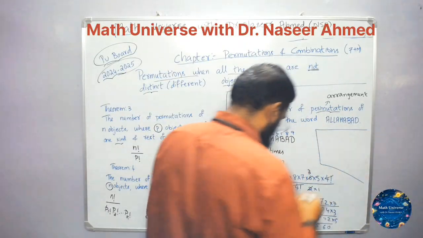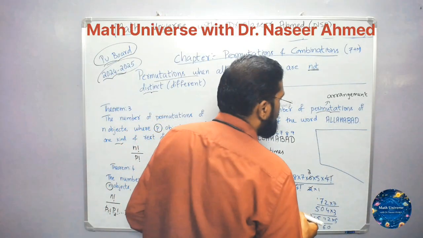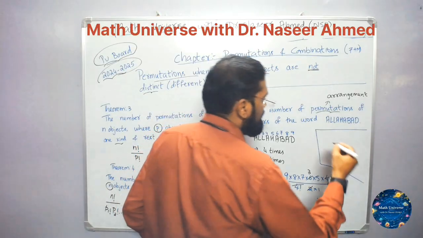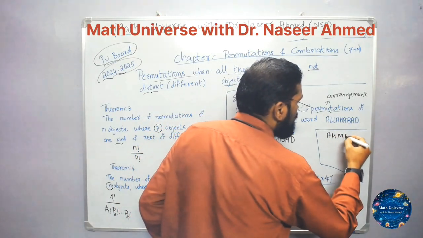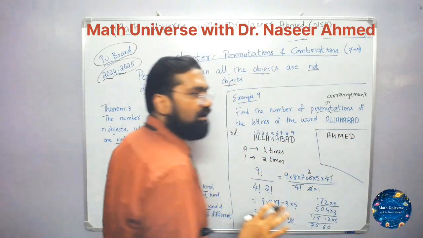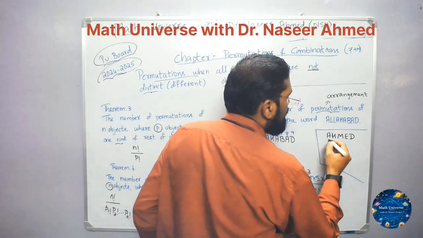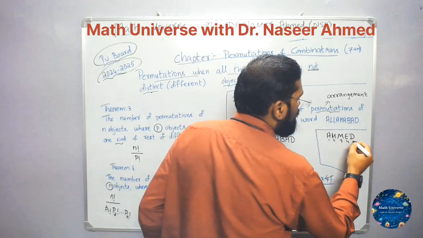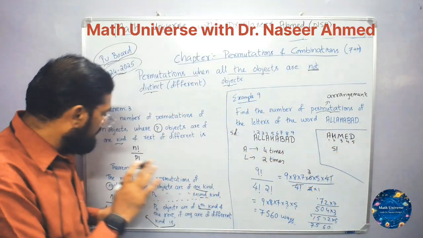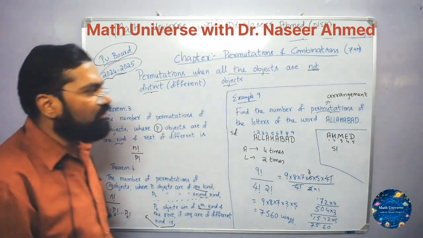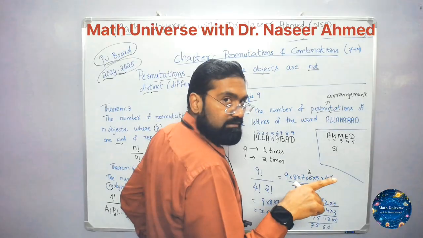Let us suppose that I take one word, my surname, Ahmed. I want to arrange this word taking all letters at a time. None of the letters is repeated, so here 1, 2, 3, 4, 5. The answer is 5 factorial. Yes, we know. But can we apply this logic also? Actually, yes. All the letters are of one kind each, they are not repeated.